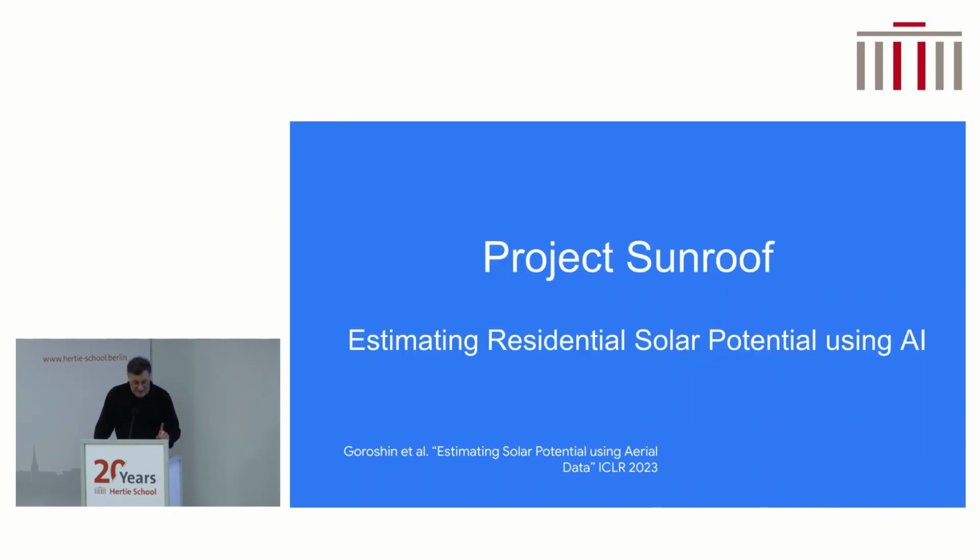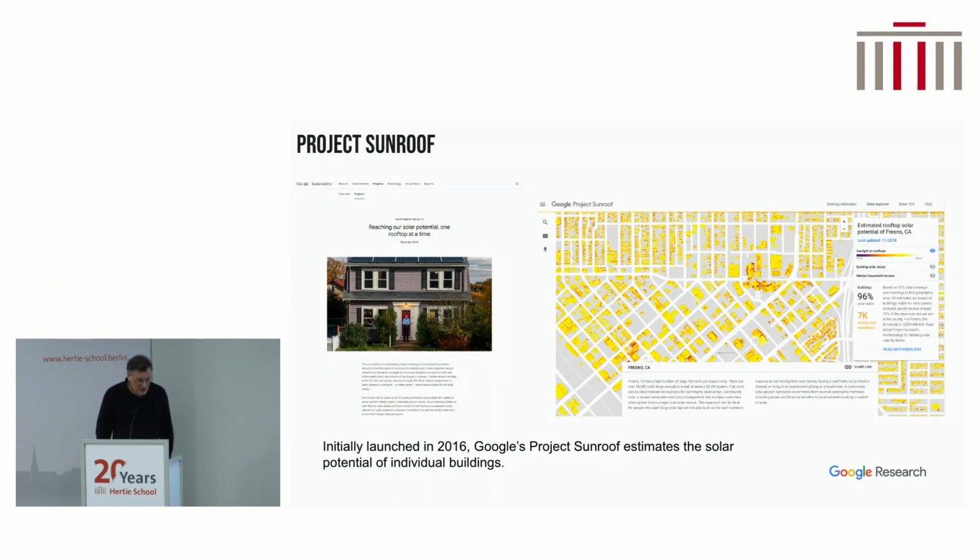Let me spend just a few minutes telling you about a different project, which is fun. It actually does have something to do with aviation, but it's something called Project Sunroof, which is estimating the amount of solar power that a house can produce, but we use AI to do it. And this is like a short mini talk. So Sunroof is a product that Google has actually been shipping since 2016. I think this is the person who started it.